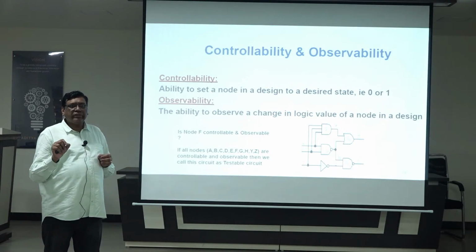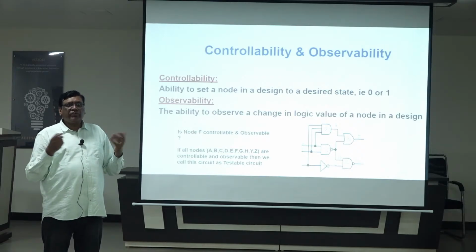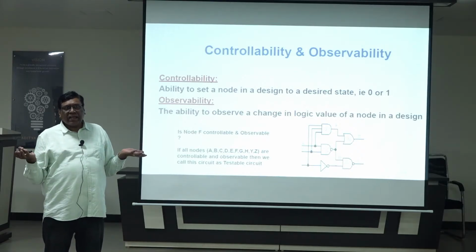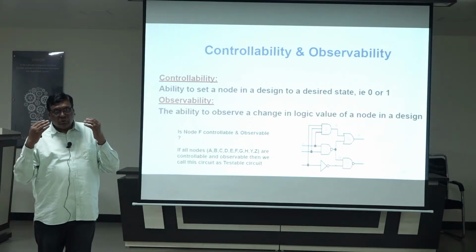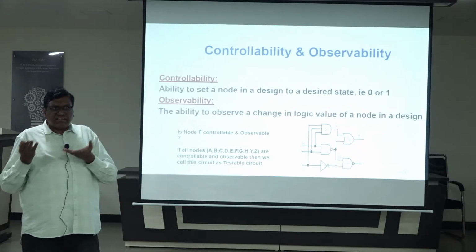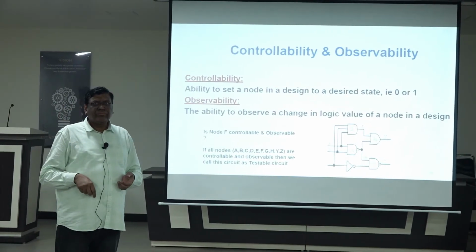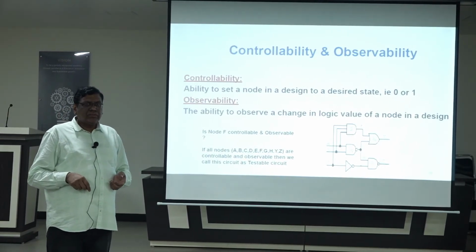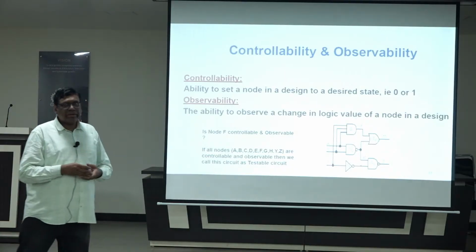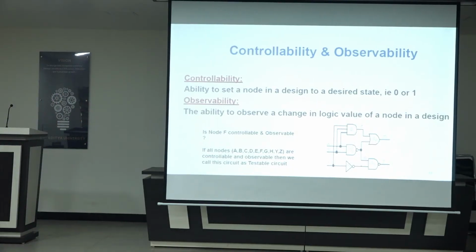Like that, how many nodes I have to check? If 5,000 crore transistors are there, that many nodes also have to be checked. Okay. So that is nothing but controllability and observability, the basic definition of that.